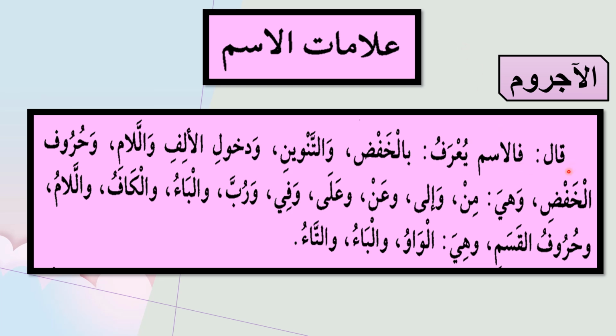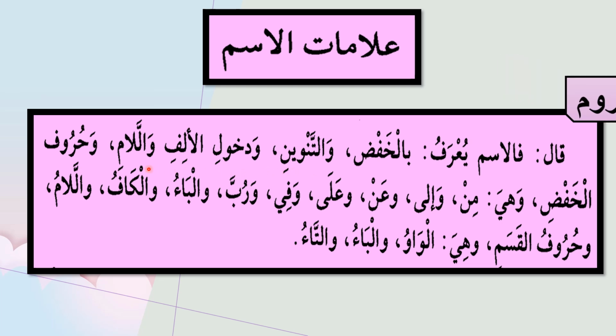Qala, so this is the original author al-Ajurrum. فالاسم, he says that the noun يعرف, you know the noun. How do you know the noun? So these are the signs. بالخفض, khafd means al-kasra. And tanween, the double kasra you see at the end of the noun, the last letter. So basically whatever you learn in grammar depends upon the last letter having the haraka, whether it can be a fatha, dhamma, or a kasra, tanween, anything.